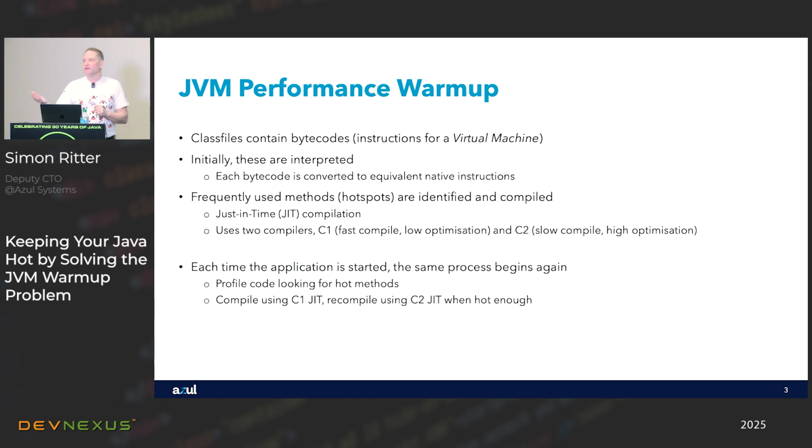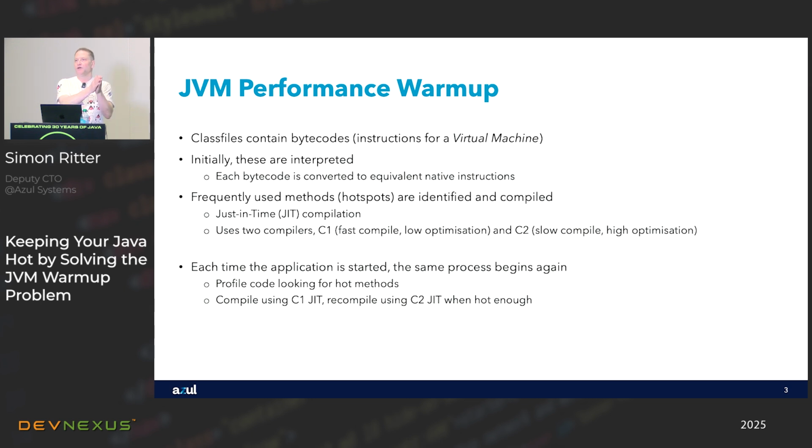As we identify the frequently used methods, we count how many times a method is called, we hit a certain threshold, and then we use just-in-time compilation, which uses two different compilers. The first of those is the very imaginatively named C1. What C1 does is compile that method very quickly so that we can generate some native instructions ready to use. But it doesn't apply a lot of optimizations. It's all about getting that code generated quickly.